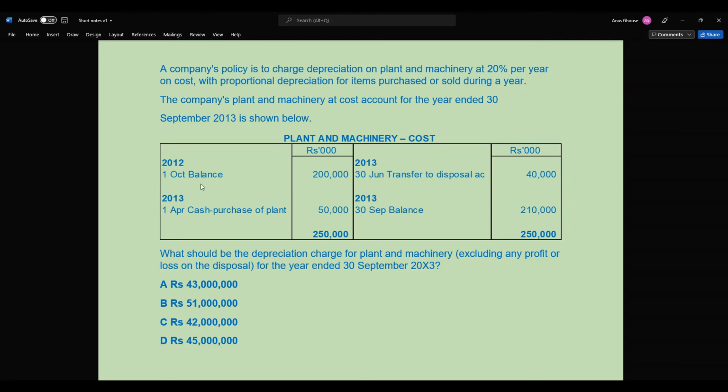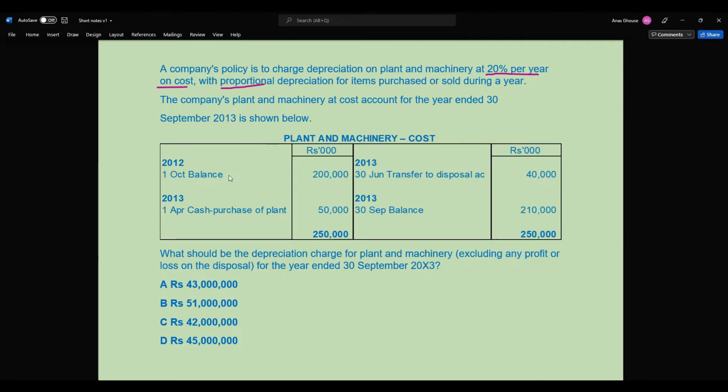Now let's move on to this particular question. A company's policy is to charge depreciation on plant and machinery at 20% per year on cost, with proportional depreciation for items purchased or sold during the year. So depreciation is charged proportionately. The company's plant and machinery at cost account for the year ended 30th September 2013 is shown below.